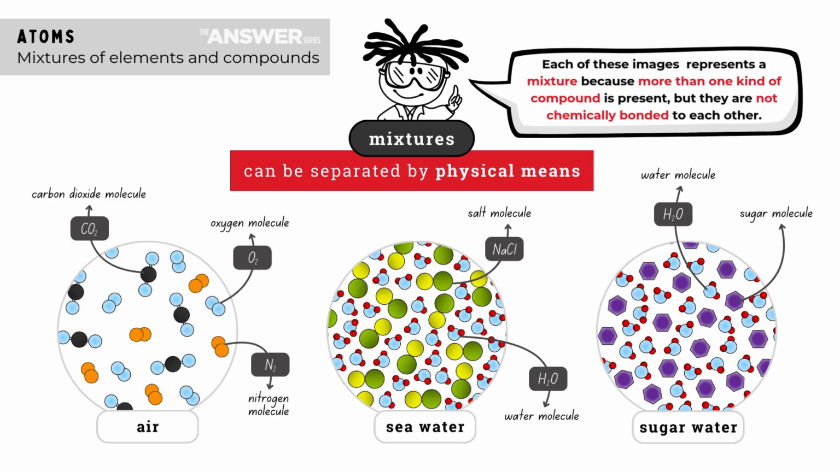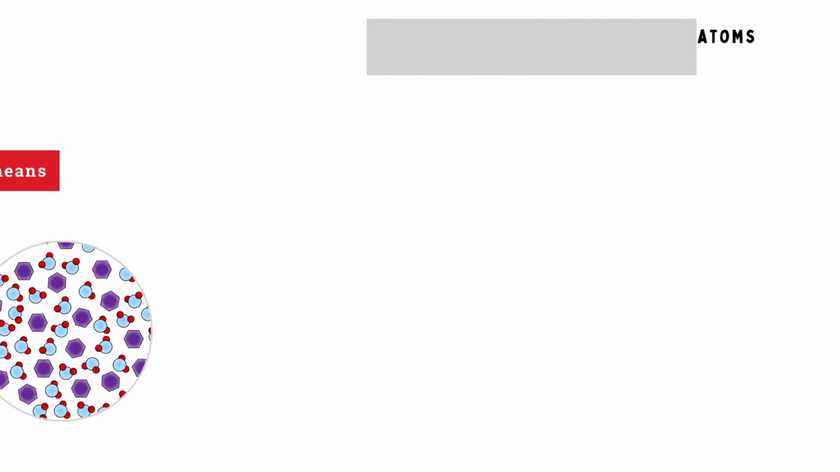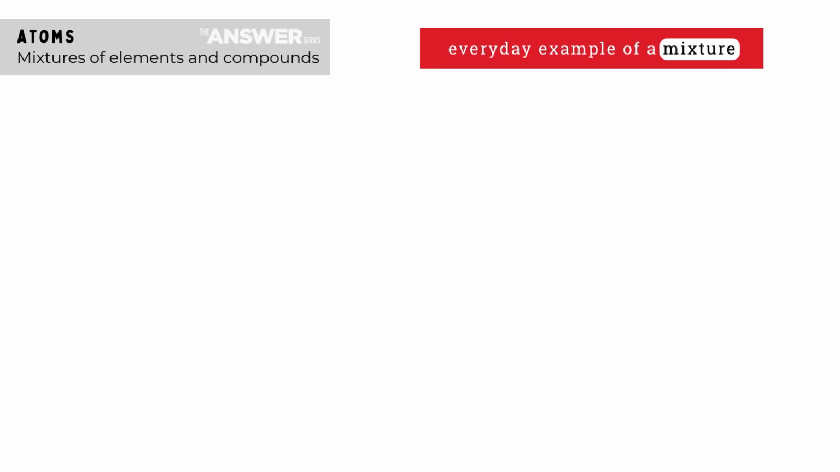Notice that each of these images, the air, sea, and sugar water, represents a mixture because more than one kind of compound is present, but none of them are chemically bonded to each other. So here's an analogy, an everyday example, to remember the difference between a mixture and a compound.